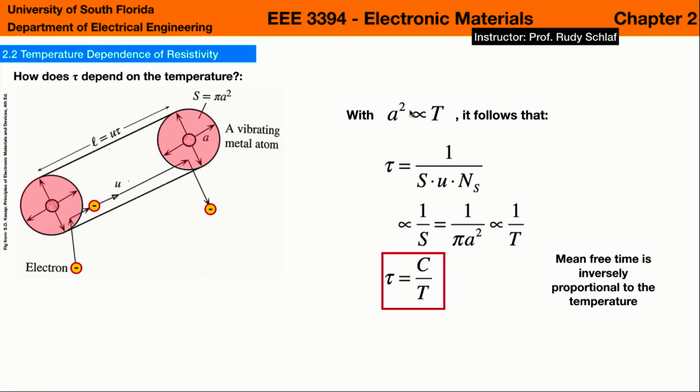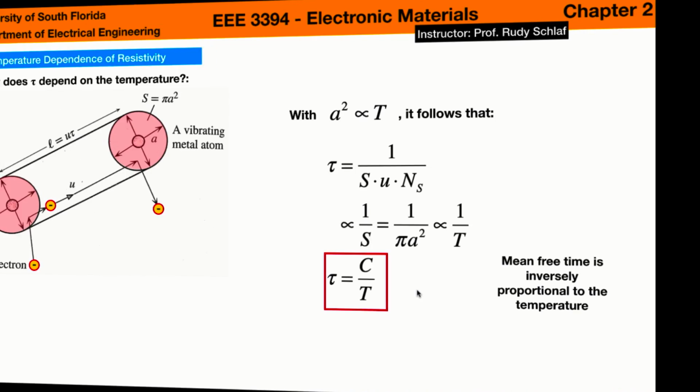With amplitude squared proportional to the temperature, we can now determine how the mean free time depends on the temperature. We can say that the mean free time is proportional to 1 over the scattering cross-section, and that we know now is proportional to 1 over T because of that relationship between the amplitude squared and T. If we bring a constant into the mix, we can say that the mean free time is equal to this constant divided by the temperature.